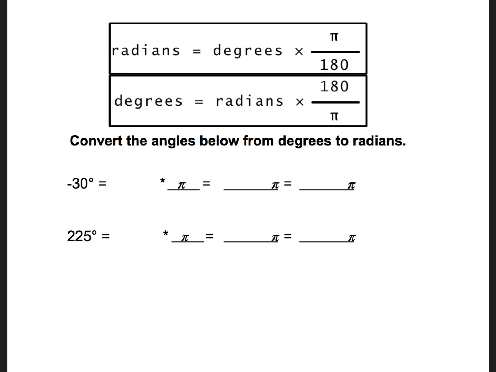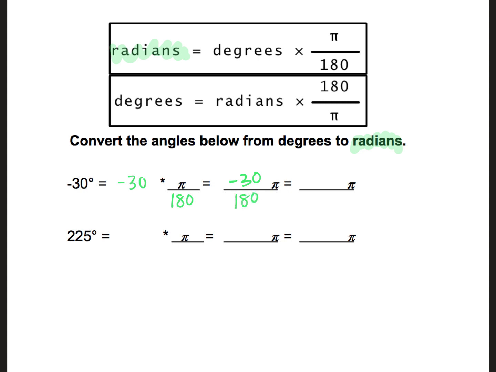So I know I want to end in radians, so I'm going to use the equation that says radians equals your degrees multiplied by pi over 180. I'm going to take whatever I start with, in this case negative 30 degrees, and multiply it by pi divided by 180. When I do that, we're just going to turn it into one fraction. So we have negative 30 pi divided by 180.